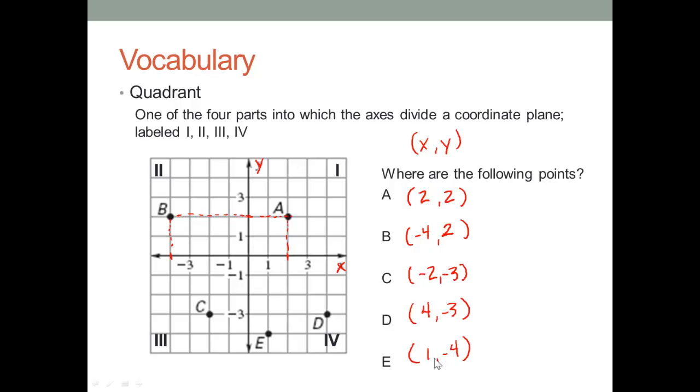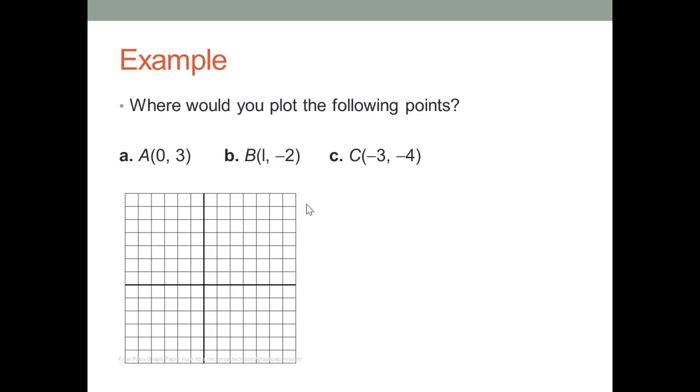Pretty easy stuff. Just remember over here, your points are all going to be positive x, negative y. Over here, you're going to be negative and negative. Over here, they're going to be negative and positive. And over here, everything's going to be positive. Okay? So in this example, where would we plot the following points? Well, just so we're aware, this right here, that's called the point of origin. Okay, so anytime we're talking about graphing, we're talking about from the point of origin.